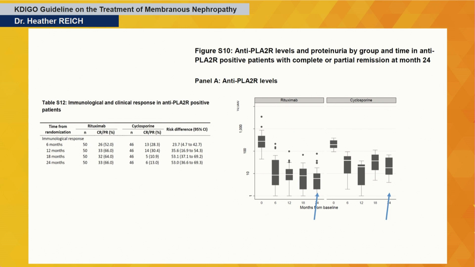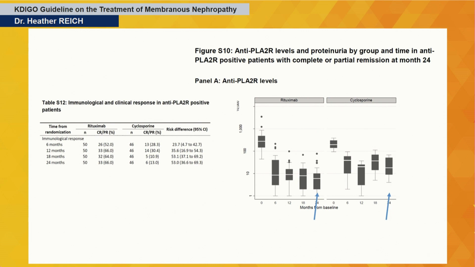On the right panel, you'll see some data illustrating the anti-PLA2R titers according to treatment category in the MENTOR study, and the scale is actually logarithmic. And if you look at month 24, you can see that in the rituximab group, there's still a number of patients with fairly high titers, even though they were in a complete or partial remission at that time. So it's interesting, there are still going to be a few patients that are in a clinical remission but have an antibody titer that's high.